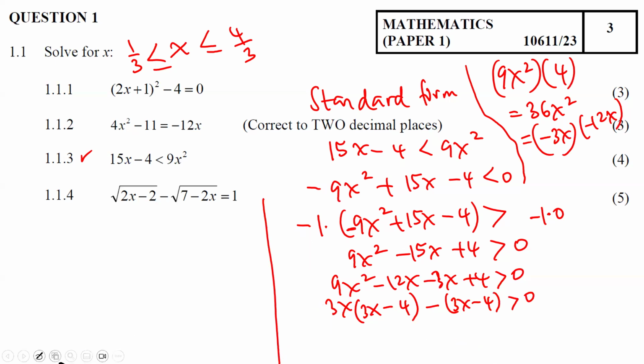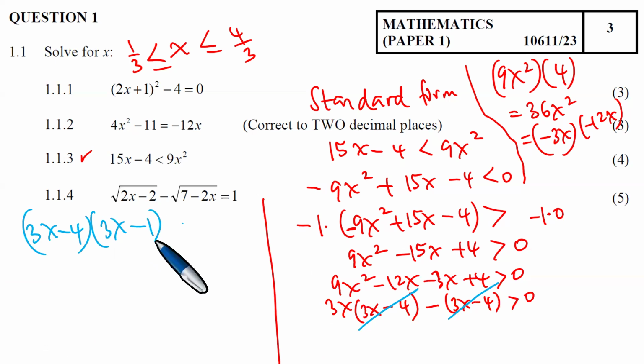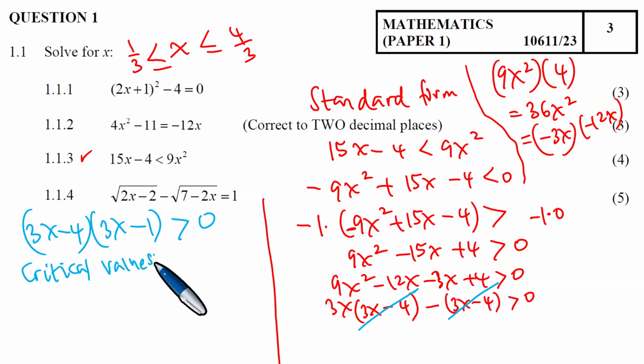Which means, therefore, that at this point you take the highest common factor. So you cross this out, and then you have 3x minus 4 and then 3x minus 1 is bigger than 0. So these become the factors. Right. So now upon careful examination, what you need to do is draw a rough sketch. So you need to find the critical values. What are the critical values? The x equals, you put equal signs, you put 4/3, x equals 1/3.